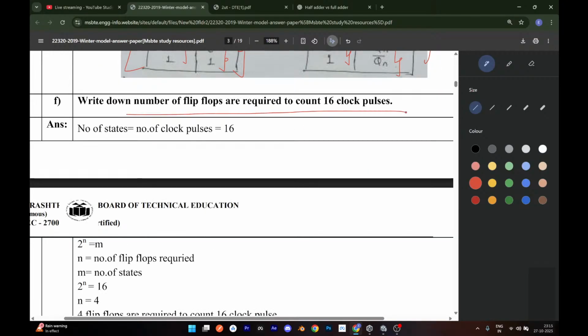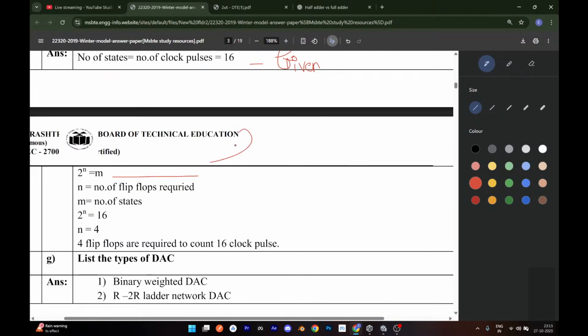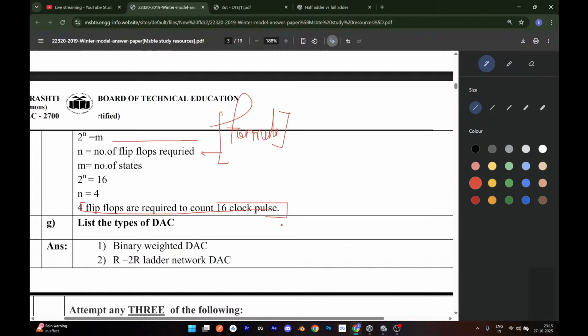Write down the number of flip flops which are required for a 16 count pulse. We have first written here the given part, which is given in our question. Then the formula which is required, correct? After the formula has been done, now we'll move to the next part, which is the key, what exactly it symbolizes. If it is n in our formula, it is the number of flip-flops required. If it is m, it is the number of states. After that, we have substituted those values from above, and we have got the answer for the flip-flops required for a 16 clock pulse. I think so, this is clear.